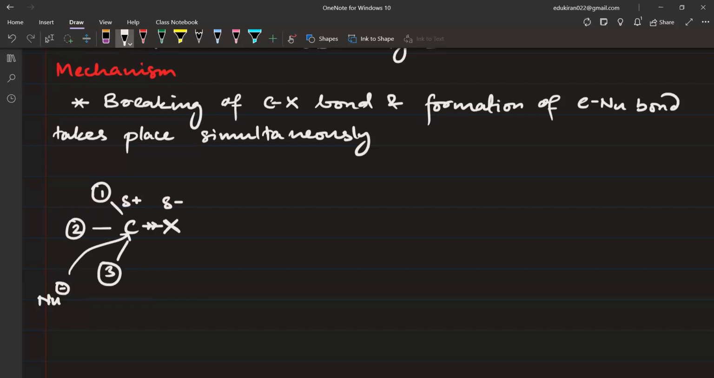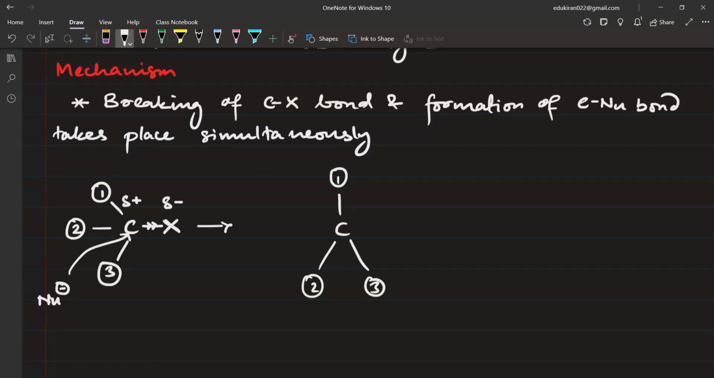Attacks on the backside, and how the reaction looks, it is something like this. So please don't write this. First see and then write. So carbon, and then I can write the 1 and 2 group like this, or I can write the other way around also. I think both are fine. The 1, 2, 3 groups are here.